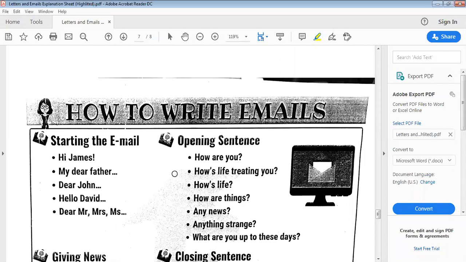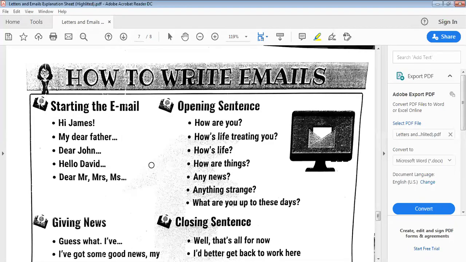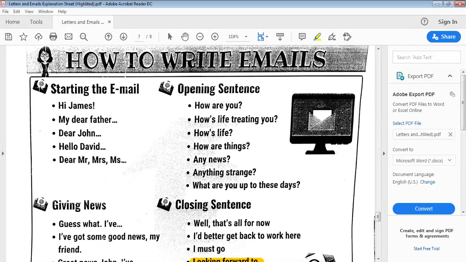Concerning the writing itself, you're not going to find that there are differences. If you're writing, for example, to your friend, starting the email, I'm going to say, hi, James, hi, father, or my dear father, dear John, hello, David. Or if it's a formal email, dear Mr., Mrs., and so on. So there isn't really a difference. Okay, you're going to find that the letters and emails are the same.